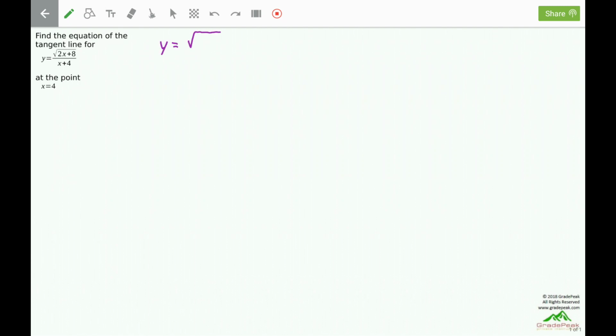to the function y equals the square root of 2x plus 8 over x plus 4 to find the corresponding y coordinate. So the y coordinate will be y evaluated when x is 4. And that'll be the square root of 2 times 4 plus 8 divided by 4 plus 4. 2 times 4 is 8. So the square root of 8 plus 8 over 4 plus 4.